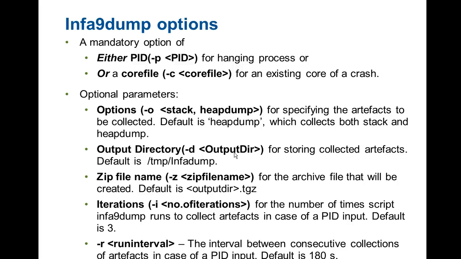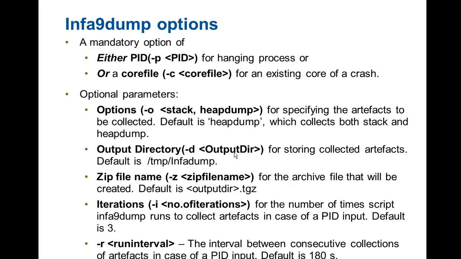It is important that you have the read and write permissions on whichever directory the output is directed to. Except for the default, the permissions are checked from the script. Zip file name: for the archive file that will be created, all the output in terms of your Java heap dump, Java stack and native stack will be archived into a .tgz file that can then be uploaded to the Informatica FTP site. The default is the output directory name .tgz.